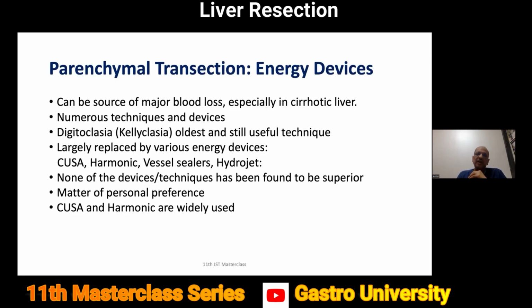Once we are talking about parenchymal transection, we cannot leave this topic without discussing energy devices. Numerous techniques and devices have been described from time immemorial. Digitoclasia or teleclasia is the oldest and still a useful technique, but it's more time consuming, and because of technological innovation, so many devices are now available. It can be a CUSA, harmonic, vessel sealers, hydrojet and whatnot. But I have been sticking to the time-tested CUSA and harmonic.